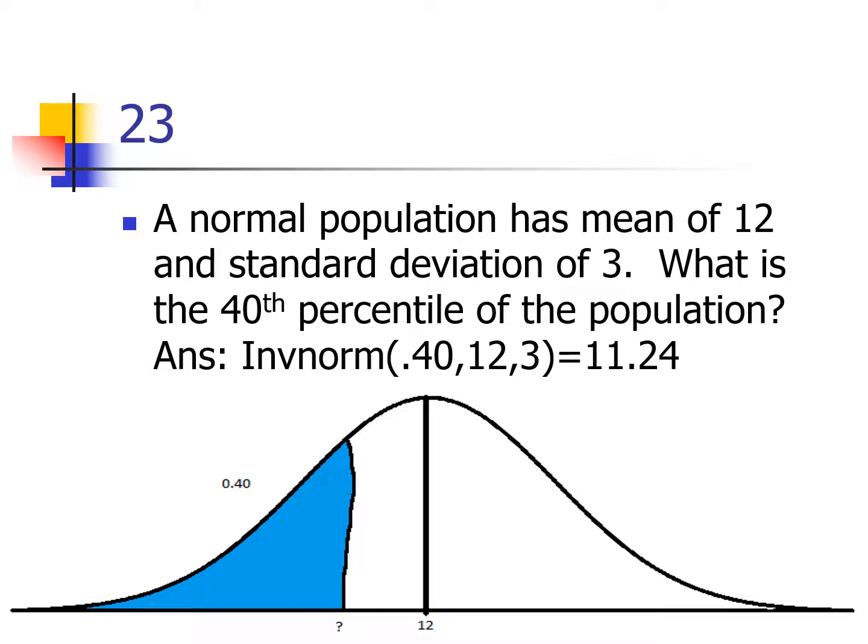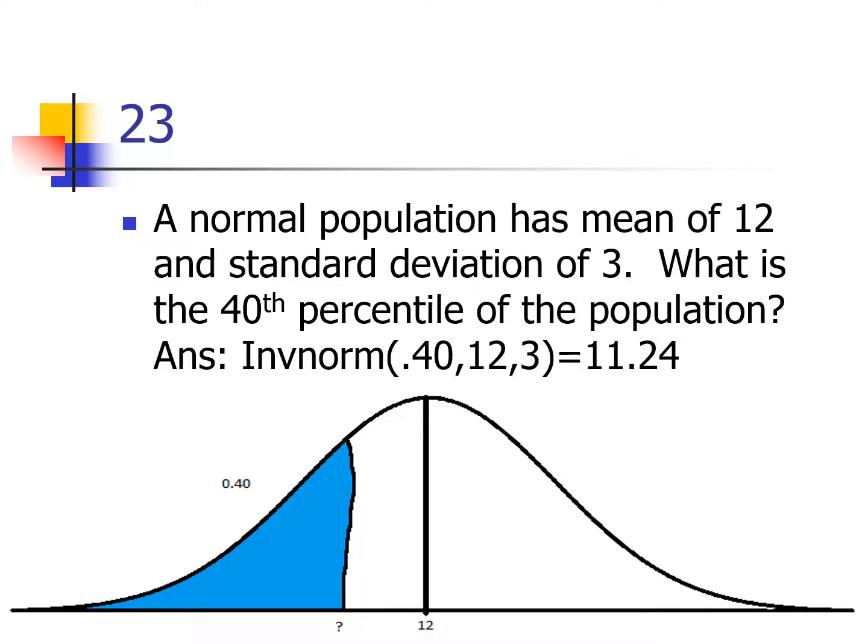So here we're told we have a normal population and we want to find percentiles, right? So again, it's kind of that opposite problem. Before we were given some value and we wanted to find the probability. Here we're given the probability, we want to find some value, right? That's that little question mark at the bottom.